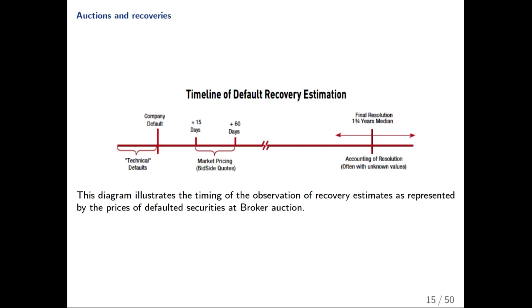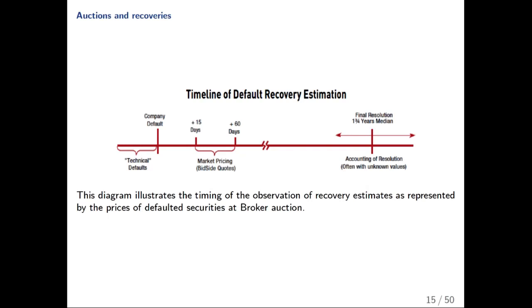So this is a timeline of default. Typically, there will be some kind of technical default. Usually, a coupon is not paid, but it could be many other reasons. The company defaults, and between 50 and 60 days afterwards, there's going to be an auction through which a bunch of traders will determine what's the post-default price.